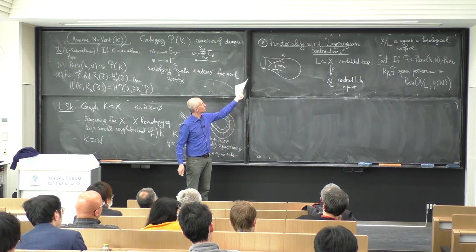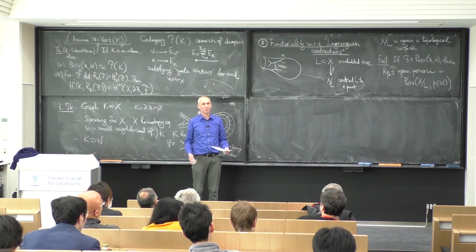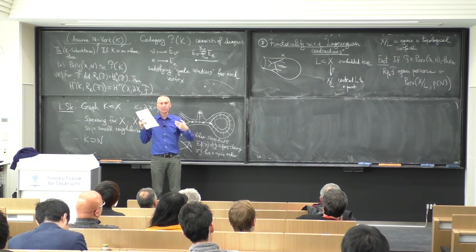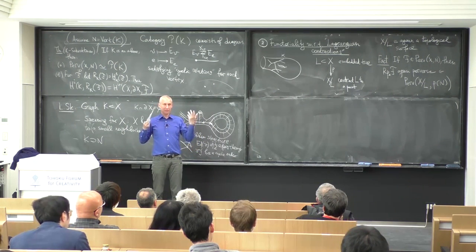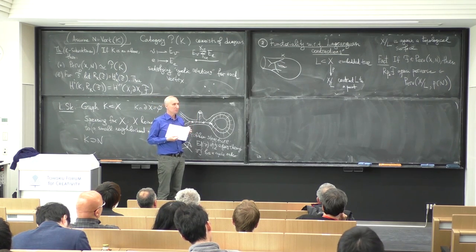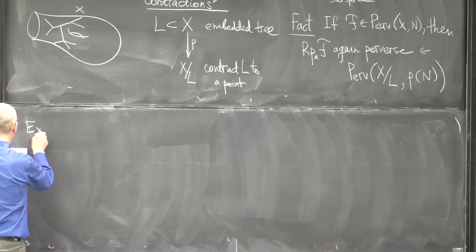Yeah. The fiber is contractible. It's not constant on the fiber, yeah, but it's a tree, the fiber is a tree. If you contract a graph which is not a tree, you will not get a manifold. But if you contract a graph which is a tree, it's a manifold. So we can speak about perverse sheaves on that manifold. So let me work out an example, or just discuss an example.